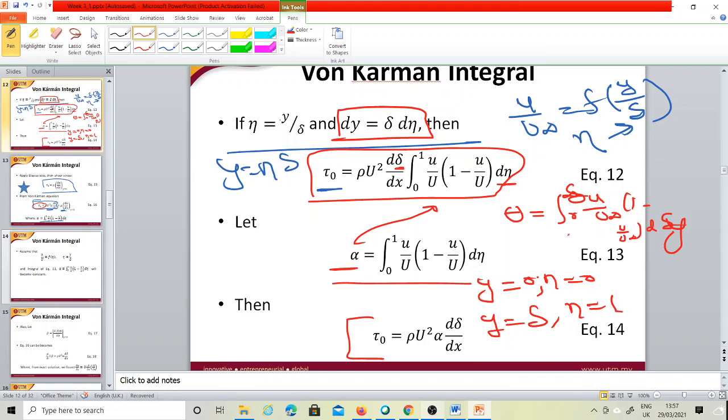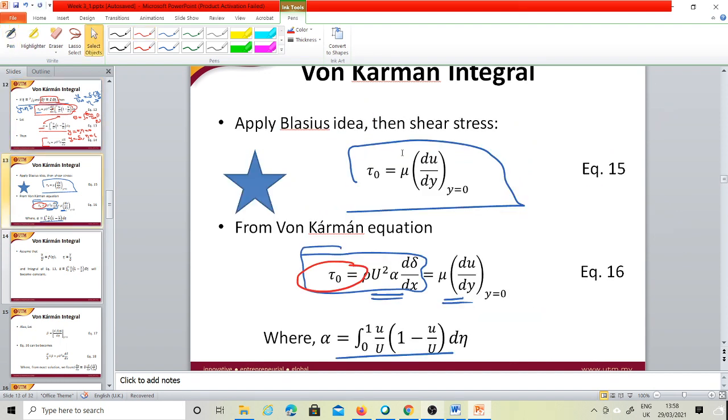Okay, and you remember how I changed this y to eta. So 0 to delta becomes 0 to 1. In the case of dy, it becomes delta d eta. So the d eta is here and delta is here. Okay, I hope you all understand. So let's continue.